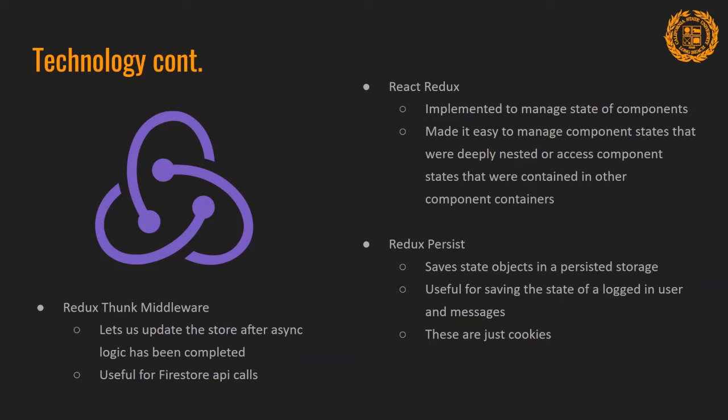The other library that we used was Redux Persist. We use this one to save the state after we refresh a page or close a browser. So it basically just stores a cookie inside the local storage. The other library that we used was Redux Thunk Middleware. We use this one to update the state automatically after making asynchronous calls. So when we would make a call to Firebase, the state would get updated, and what Redux Thunk would do is update the state after that asynchronous call was finished.